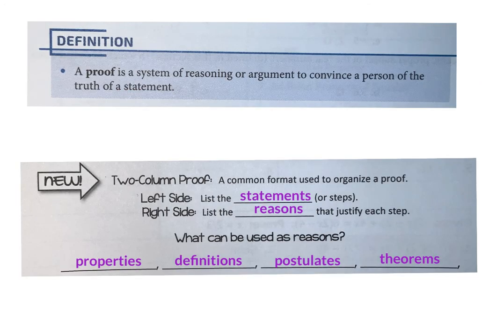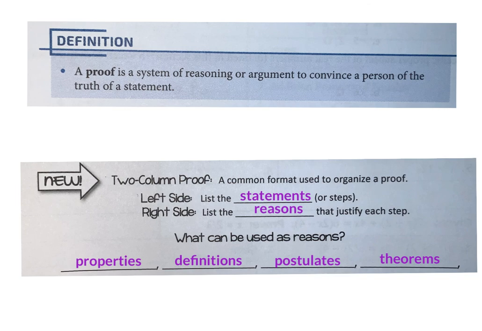And so you do need to know this definition. It's in your book, bottom of page 79. A proof is a system of reasoning or argument to convince a person of the truth of a statement. Okay, this is a proof. So in a formal proof or a two-column proof, you are going to have a list of statements or steps in that proof, and then you are going to have a list of reasons. On the left-hand side, you will have your statements, and on the right-hand side, you will have the reasons why you can make these statements.